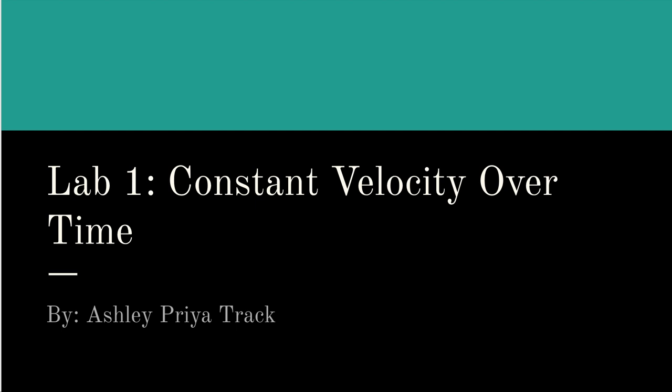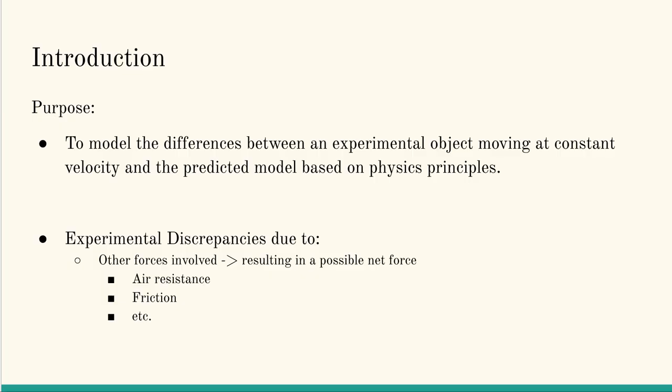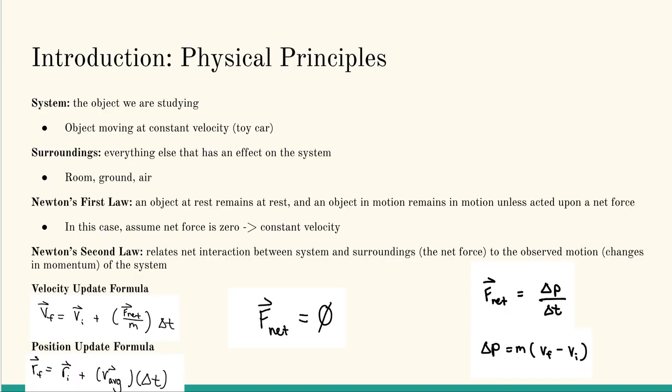This was lab 1 of constant velocity over time. The purpose of this lab was to model the differences between the experimental object of the toy car moving at a constant velocity and the computational model. There were possible experimental discrepancies, which I will talk about later. The object we are studying is the system, which is the toy car, and everything else is the surroundings.